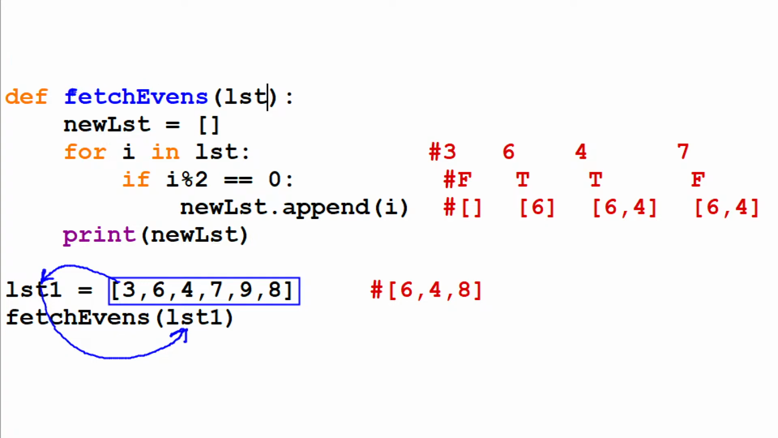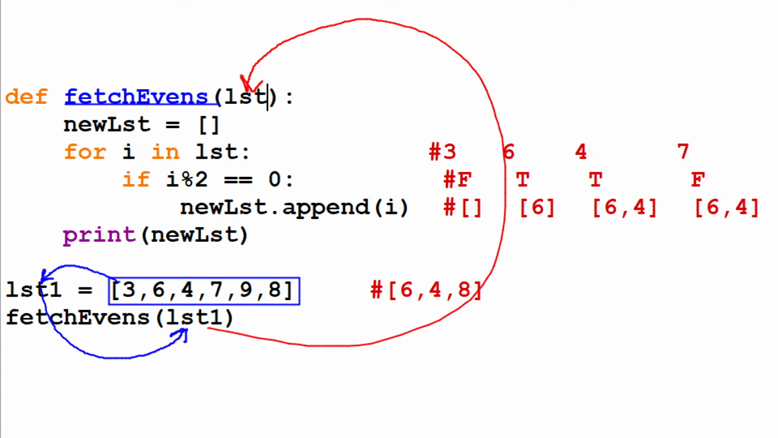Now it will call at that time. What is there? LST1 is there. This LST1 will be assigned to what? LST, guys. Our actual data is initially assigned to LST1, and that is passed here. From there, it is assigned to LST, guys.